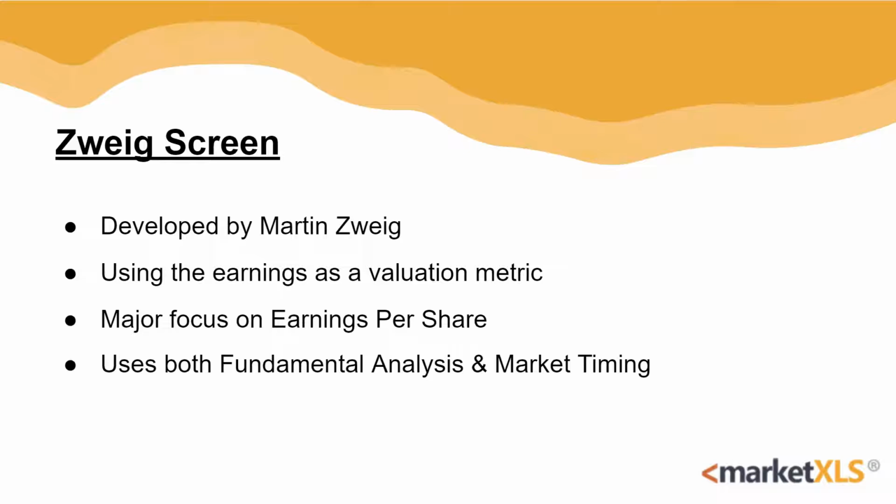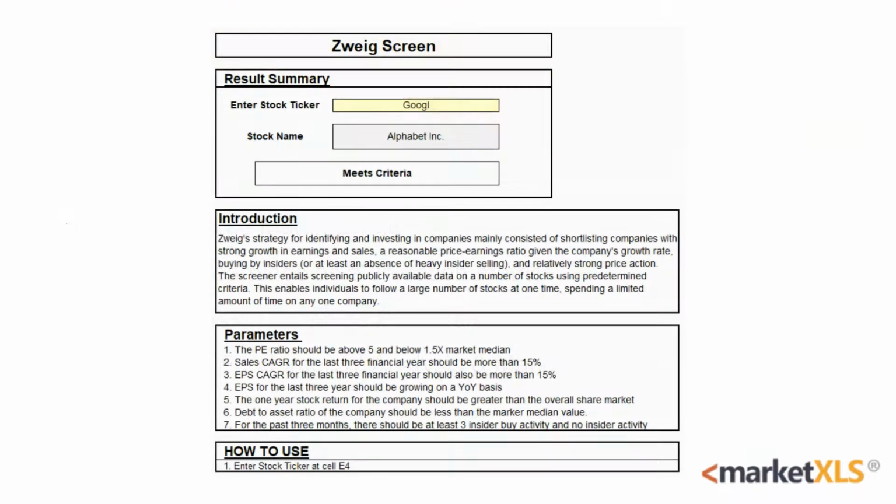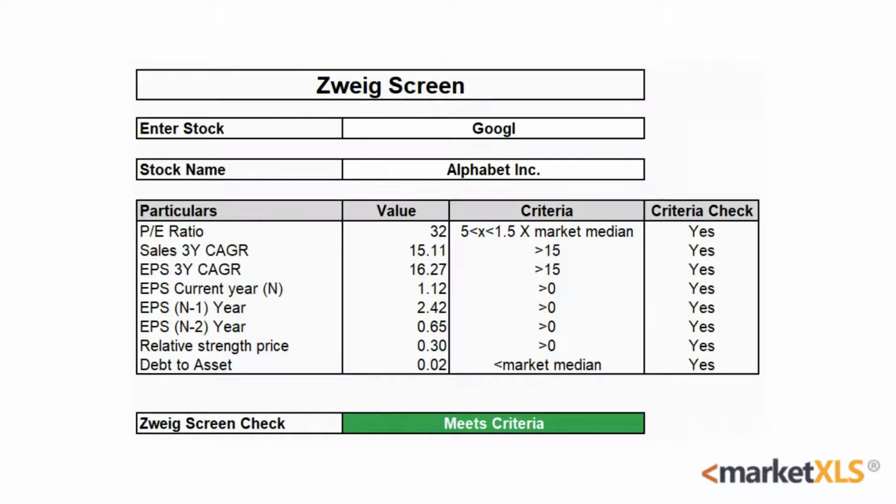There are specific parameters that a stock has to meet, and we will now look at these parameters. MarketXLS offers a template for this strategy, so here's the introduction page and here's an active template. There are 8 parameters provided by the screen.